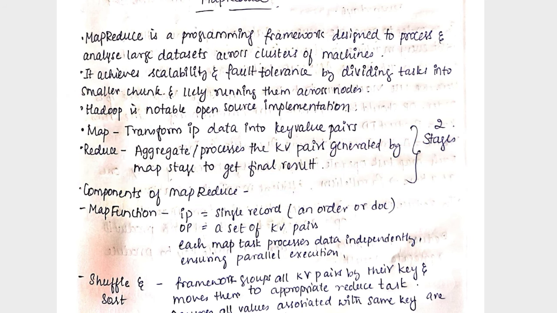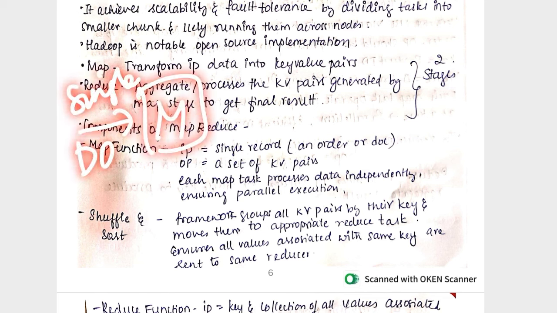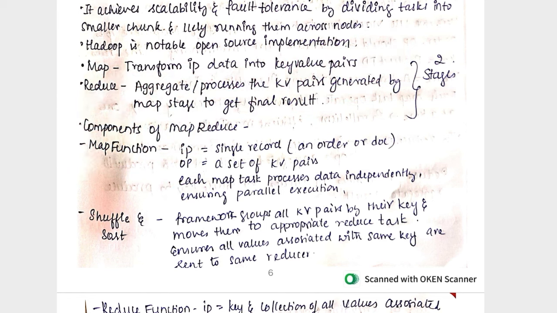So looking at the components now. What are the components which are important for the map reduce operation to take place? First one is the map function. Map function will take input, that is a single record. It could be an order or a document or anything. Input would be the single document, and output would be the key value pairs which are generated. It will ensure that each map task processes the data independently, ensuring parallel execution.